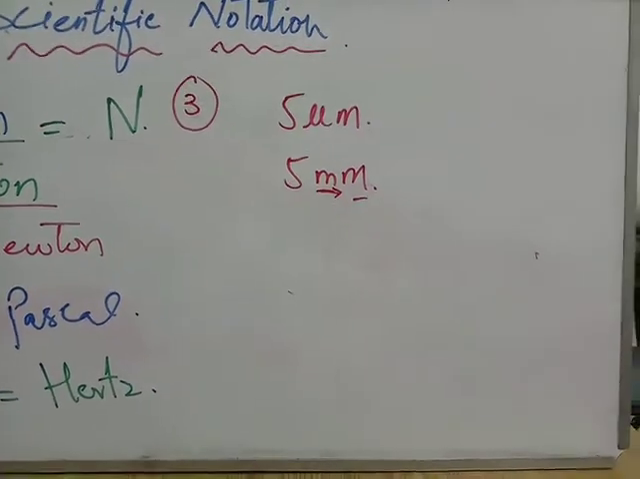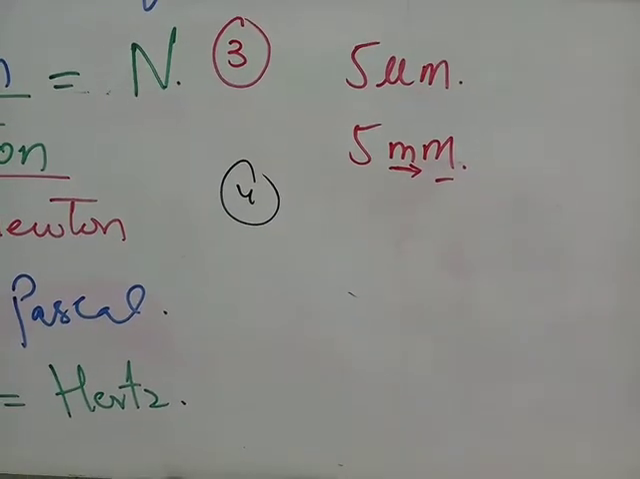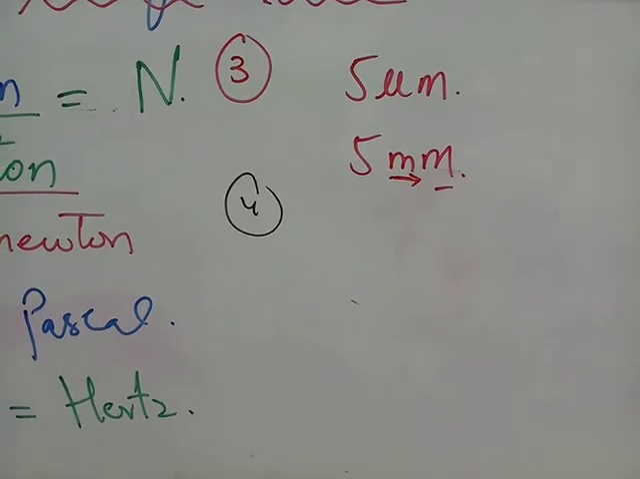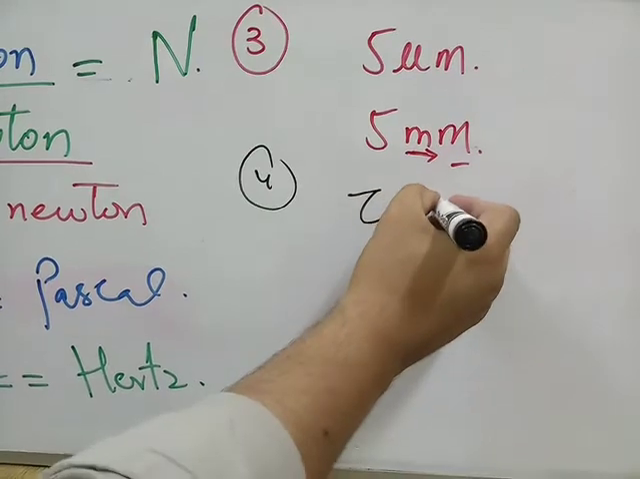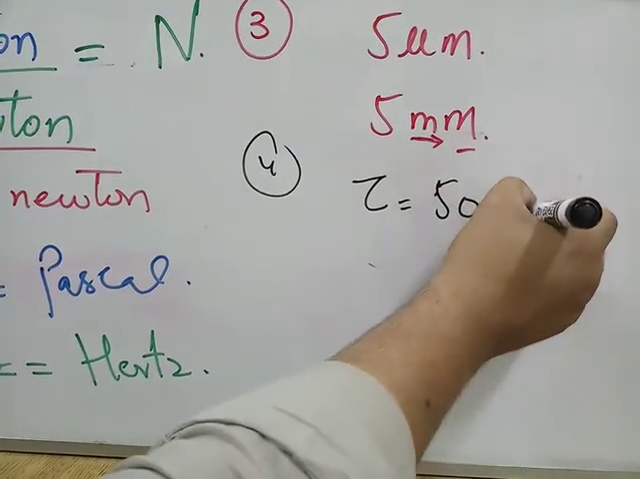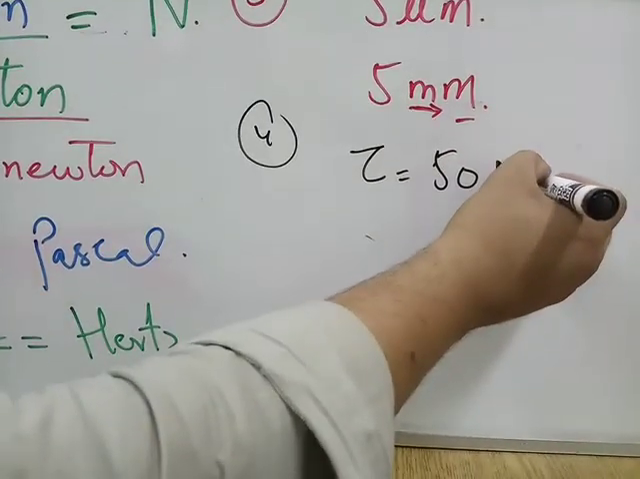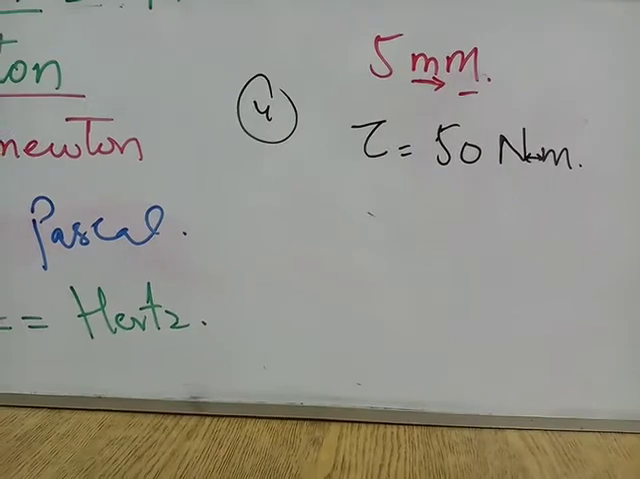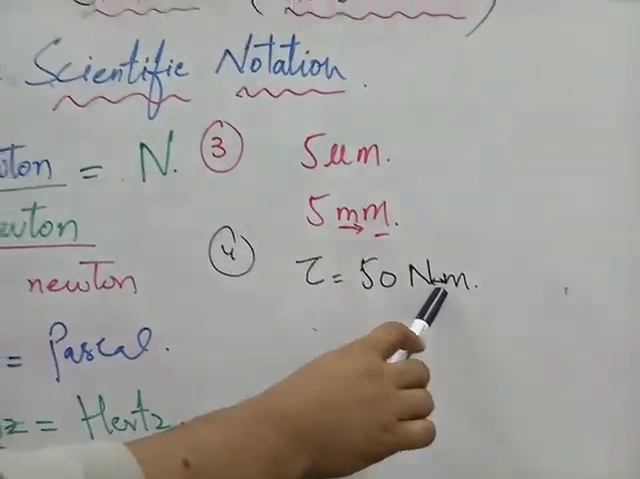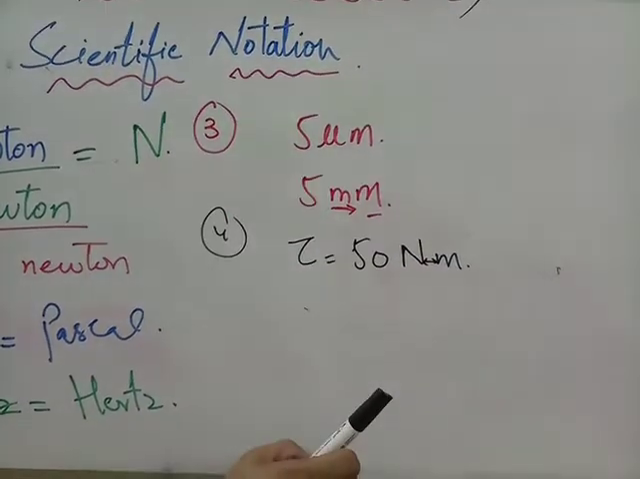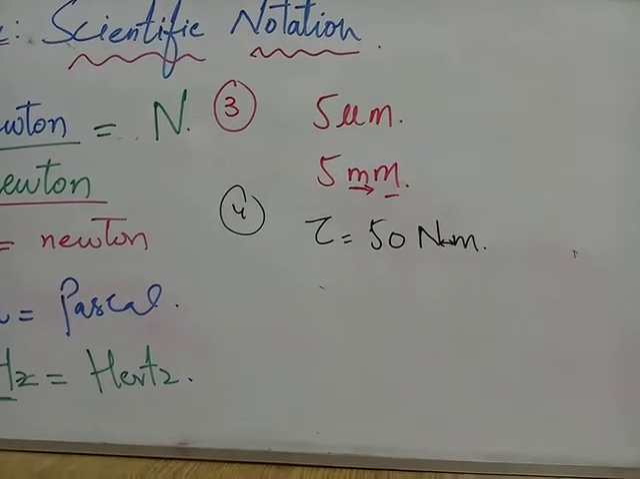The number 4 is the combination of units, written each with one space apart. Like we can say that torque is equal to 50 Newton meter. So there will be some space between these two units. For a combination of units we have some space between the two, but in using prefixes there will be no space. These two are adjacent.